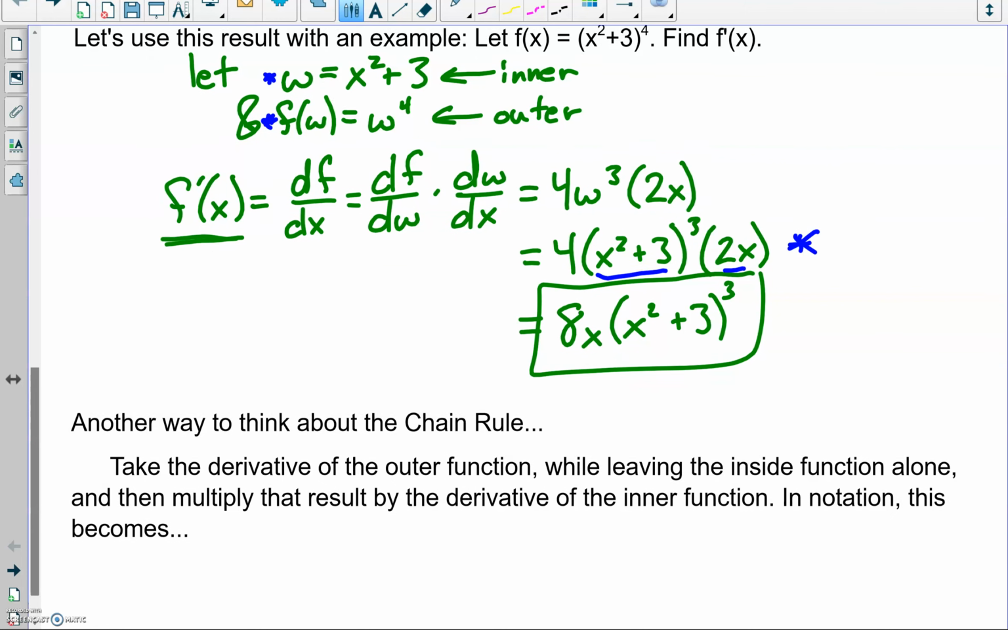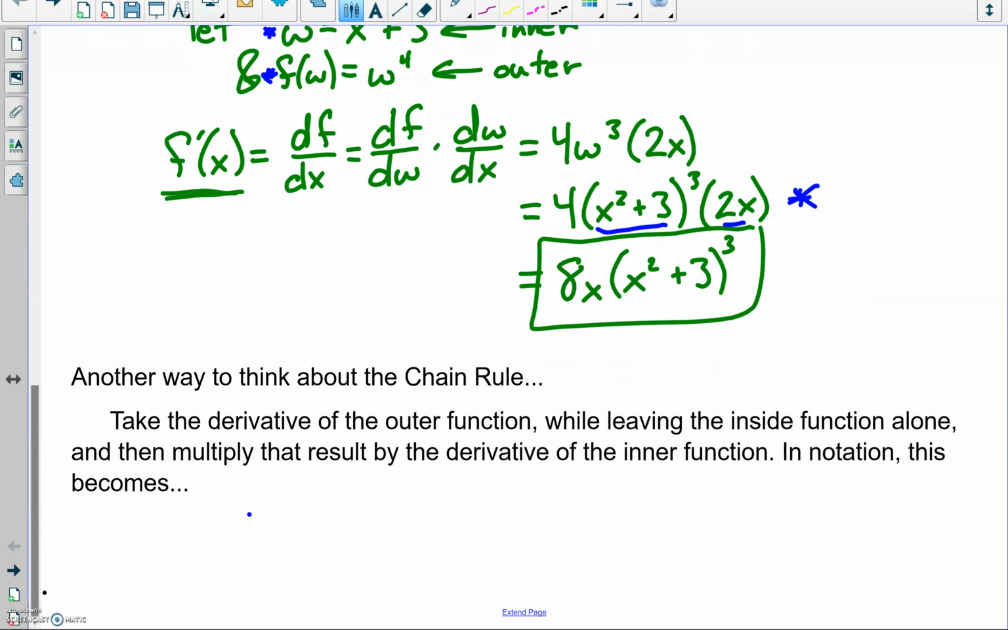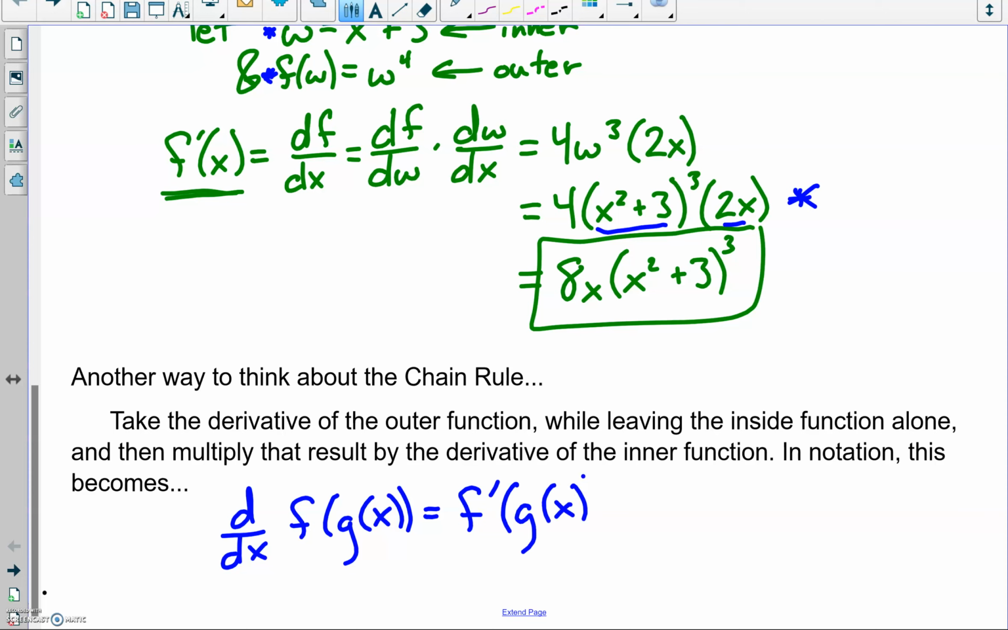And in notation, what this becomes is d/dx of f of g of x. I'm going to use that composite notation because that's what the chain rule was designed for. And we will have the derivative of the outer, so f prime, leaving the inner one alone, so just g of x stays there, and then multiplied by the derivative of the inner.